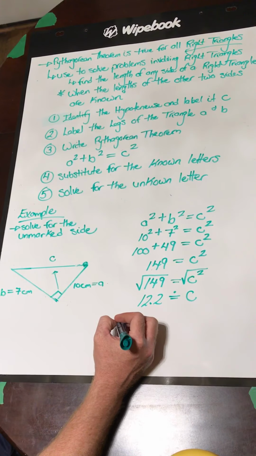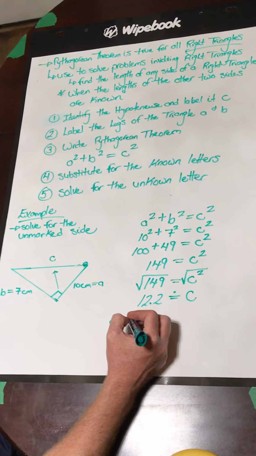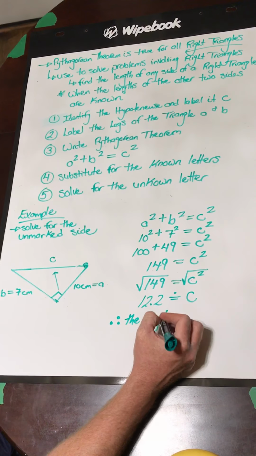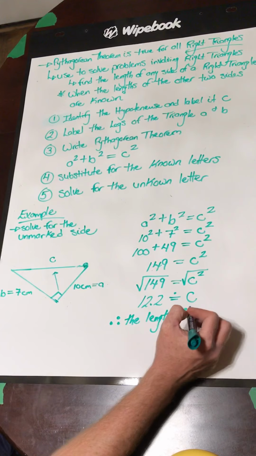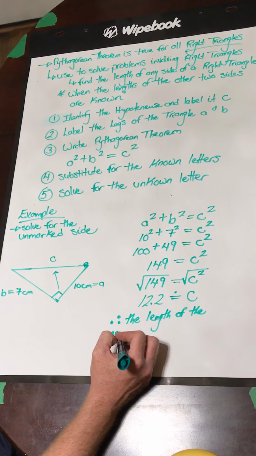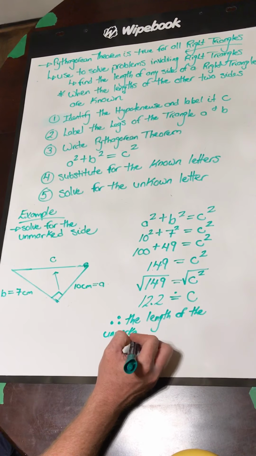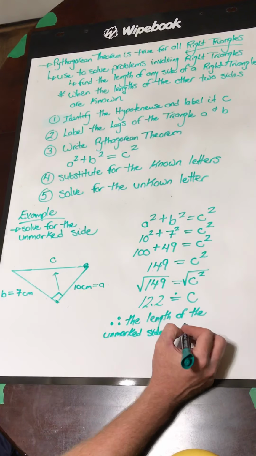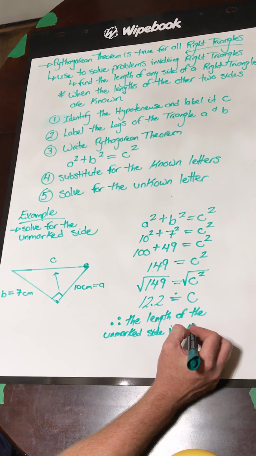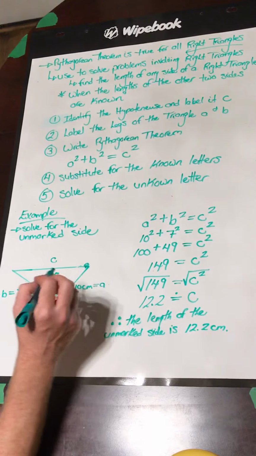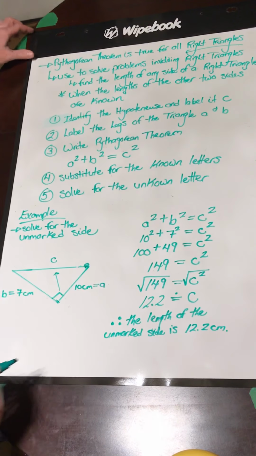And then I can now say, therefore, the length of the unmarked side is 12.2 centimeters. Okay, let's do another example.